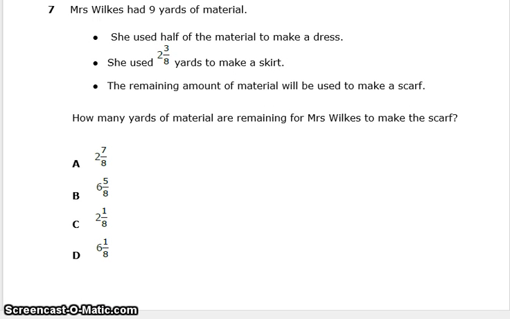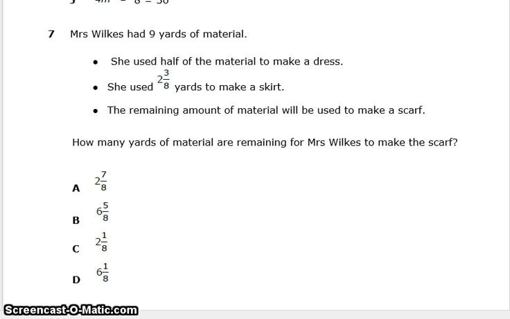Question 7. Miss Wilkes had 9 yards of material. She used half of the material to make a dress. She used 2 3/8 yards to make a skirt. The remaining amount of material will be used to make a scarf. How many yards of material are remaining for Mrs. Wilkes to make the scarf?